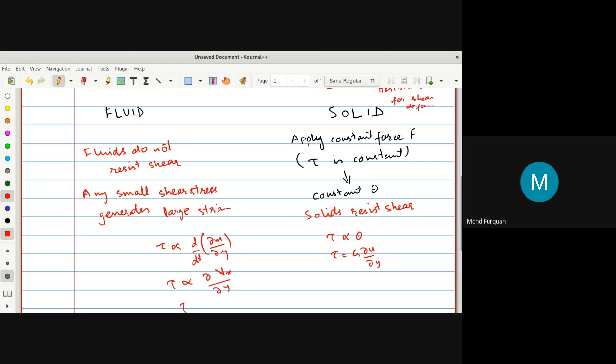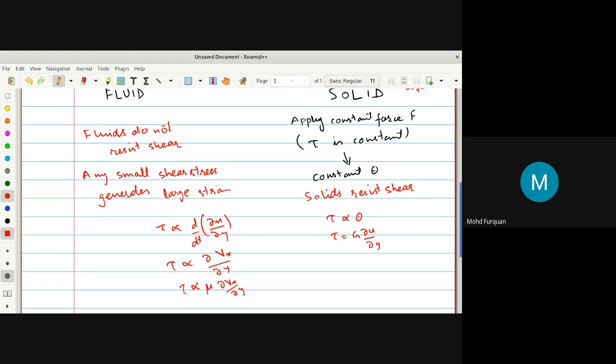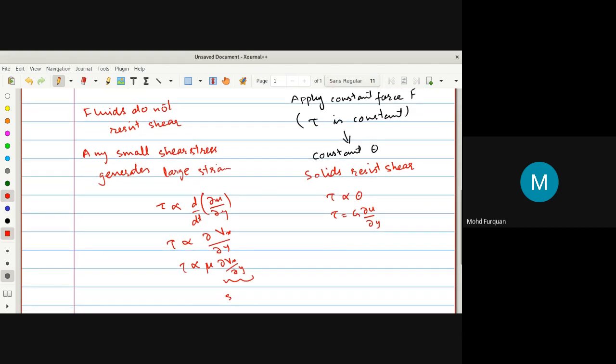So basically, this proportionality constant is your dynamic viscosity. Mu is called dynamic viscosity, and del vx by del y is called the shear strain rate. Why rate? Because it is the time derivative of this shear strain. So this is here shear strain.